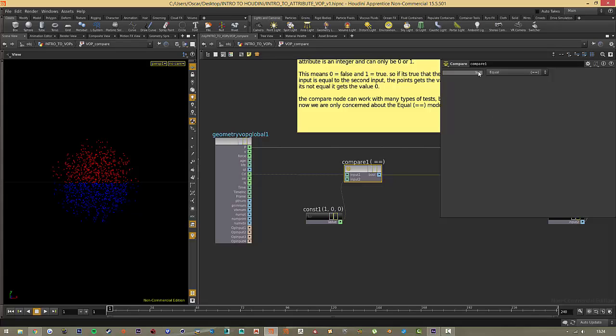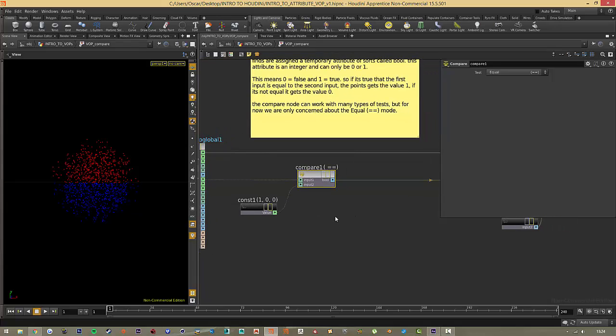This means that I'm going to put the test to equal, okay? And I want them to be equal to exactly that, 1, 0, 0. So I'm going to pipe a constant to the second input with the values 1, 0, 0. Now, this compare node is going to take all of the points incoming, all the color values, okay? And it's going to look and see what points here have a color attribute vector exactly equal to 1, 0, 0, okay?